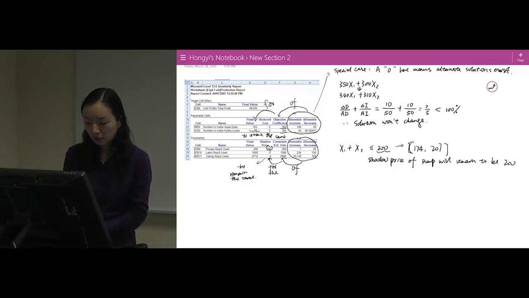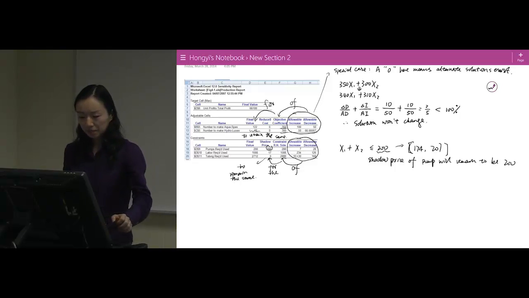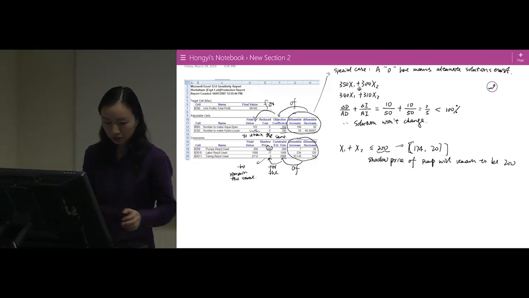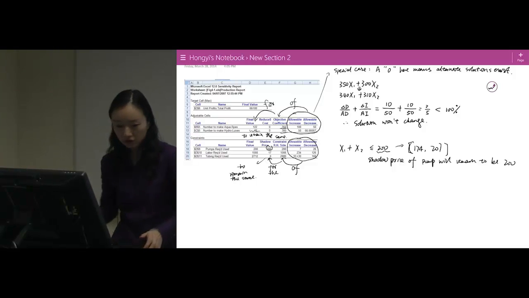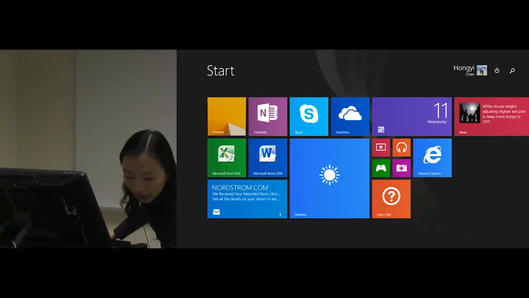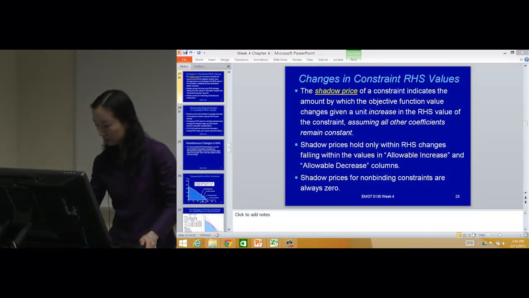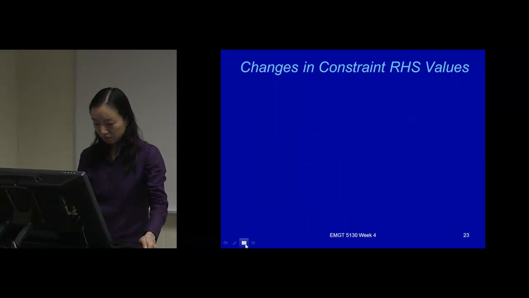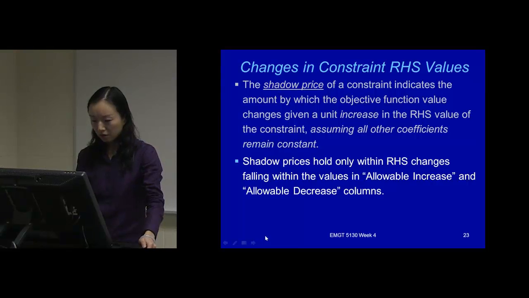So that's the allowable increase and decrease in this second table. Remember, it's for the shadow price to remain the same. It's not for the optimal solution to remain the same. If you remember, one table is for these values to be the same, and this one is for these other values to be the same. Then we'll look at the shadow price. So here are the shadow prices, and we'll go back to the slide. That's what we're talking about.